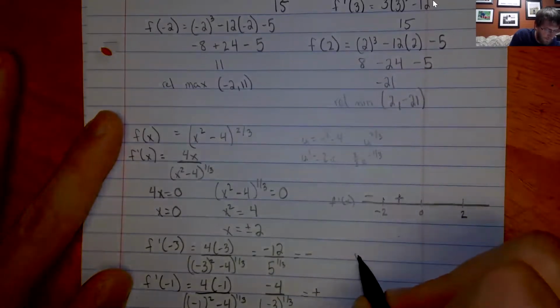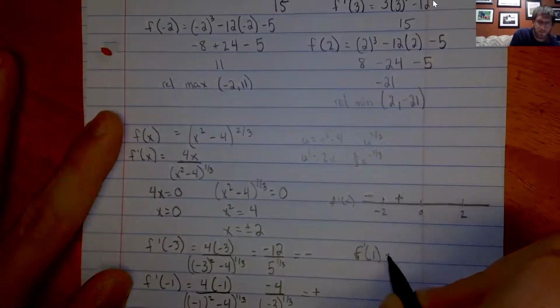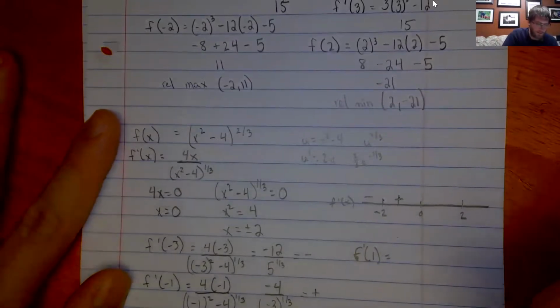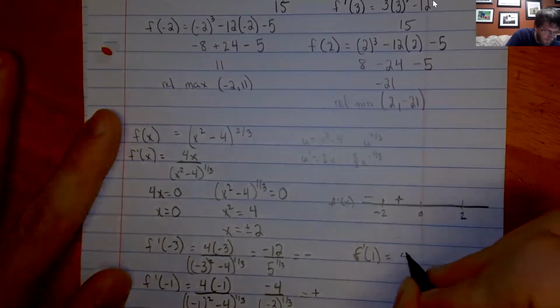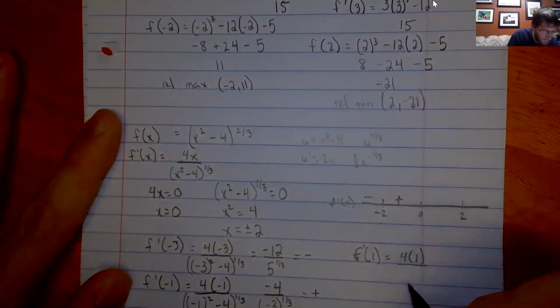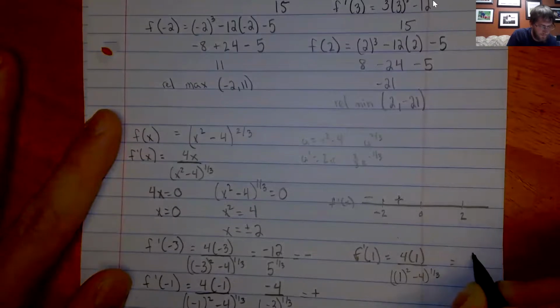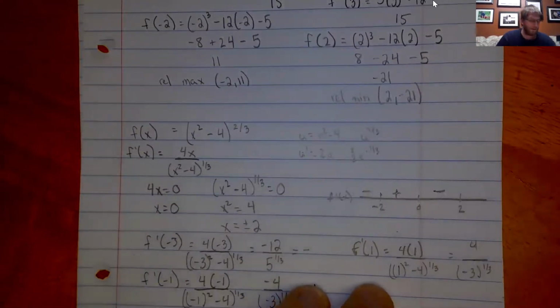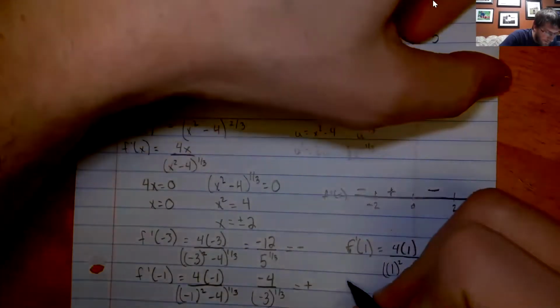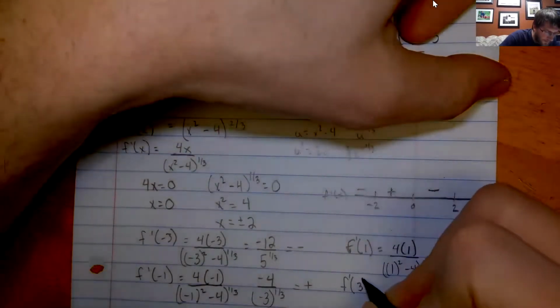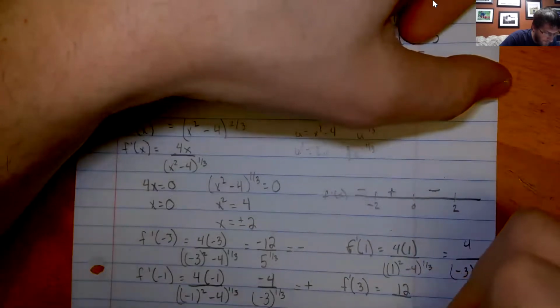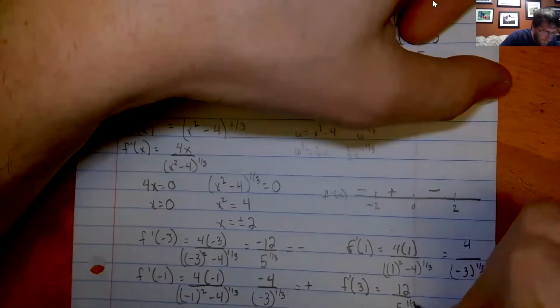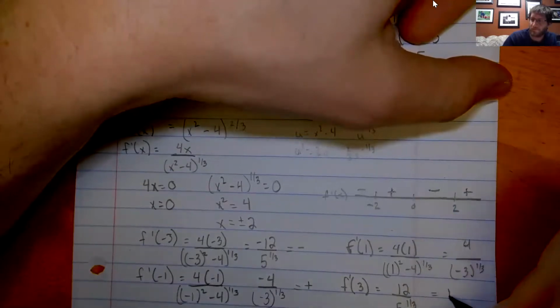Same idea. If I put a positive 1 in between 0 and 2 here, I'm going to get 4 times 1 over 1 squared minus 4 to the 1/3. So positive 4 divided by -3 to the 1/3. So that will be a negative number, positive divided by a negative. And then for the last one, if I put 3 into the derivative, I'll get a positive 12 over a positive 5 to the 1/3, which will give me a positive number.